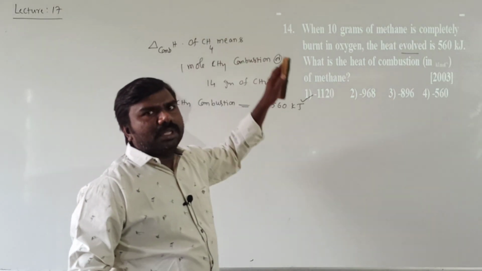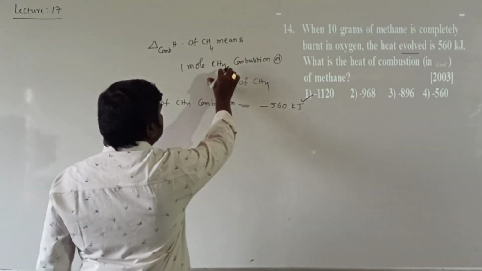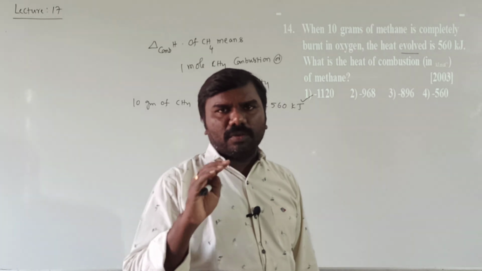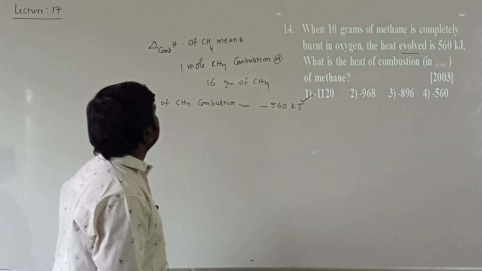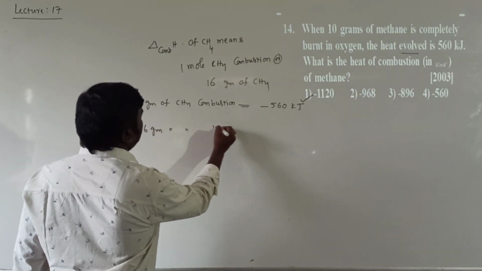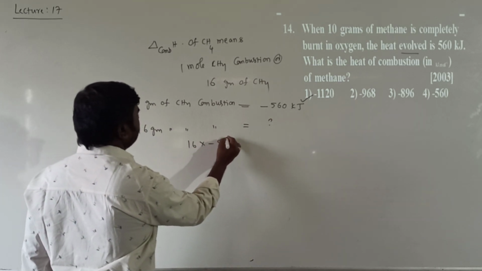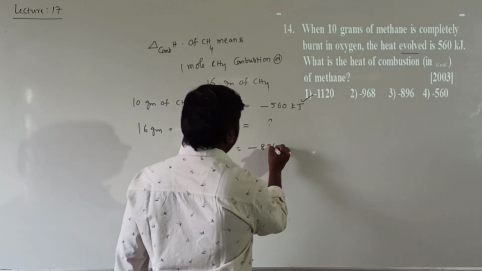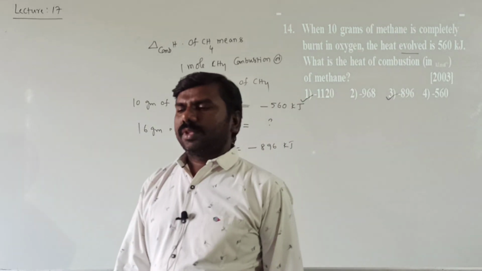Enthalpy of combustion means 1 mole of methane combustion, that is equal to 14 grams, 14 or 16, sorry. Carbon 12, 4 hydrogens, 4 ones are 4, totally 12 plus 4, 16 grams. Then 16 grams of methane combustion gives how much? 16 into minus 560 by 10. By solving this, minus 896 kilojoules. The answer will be the third option, right?